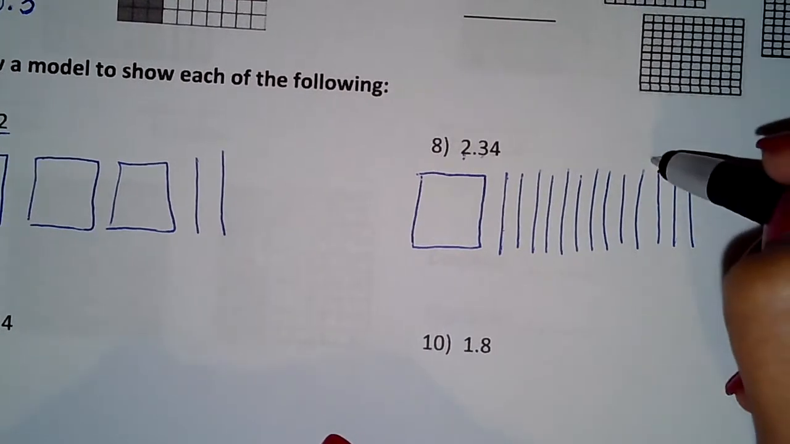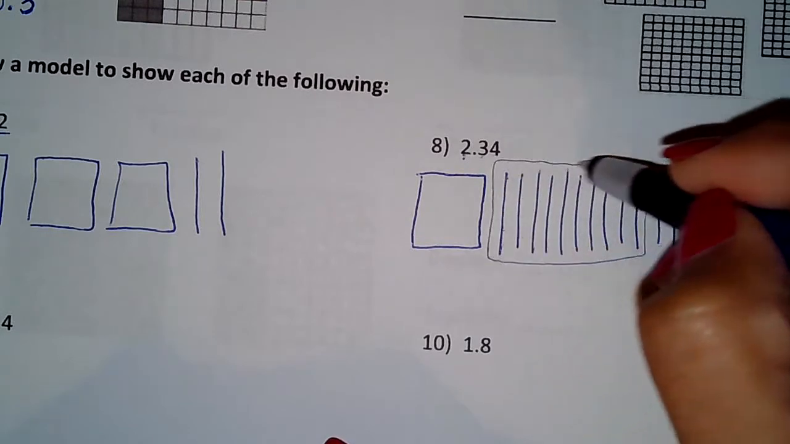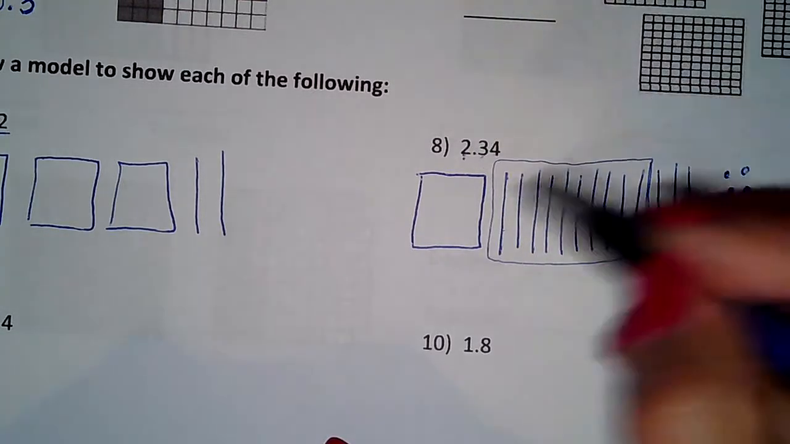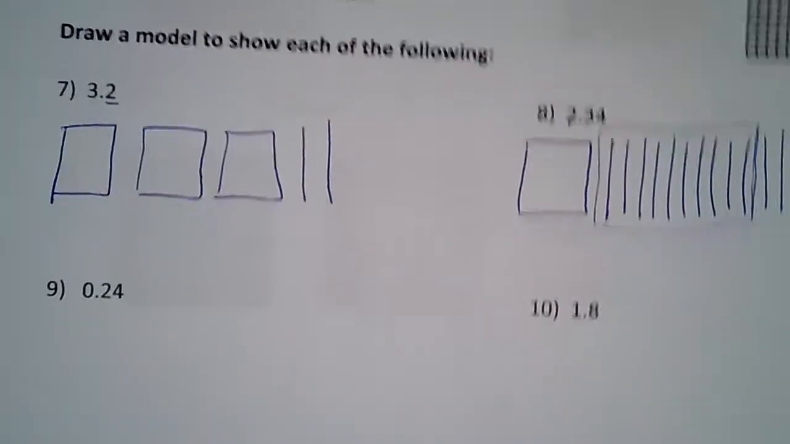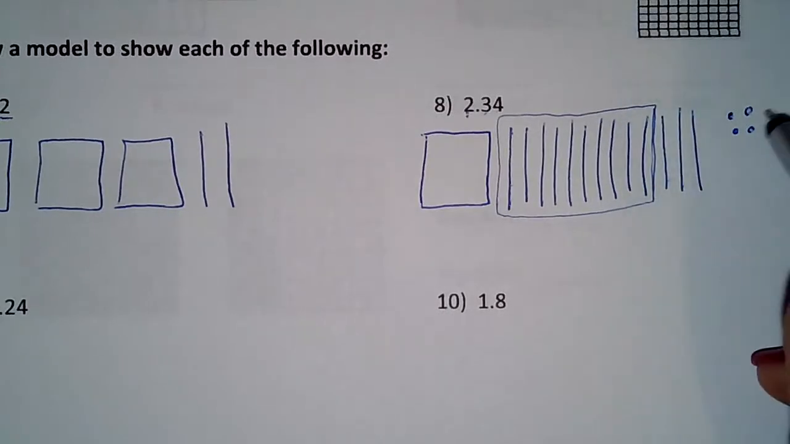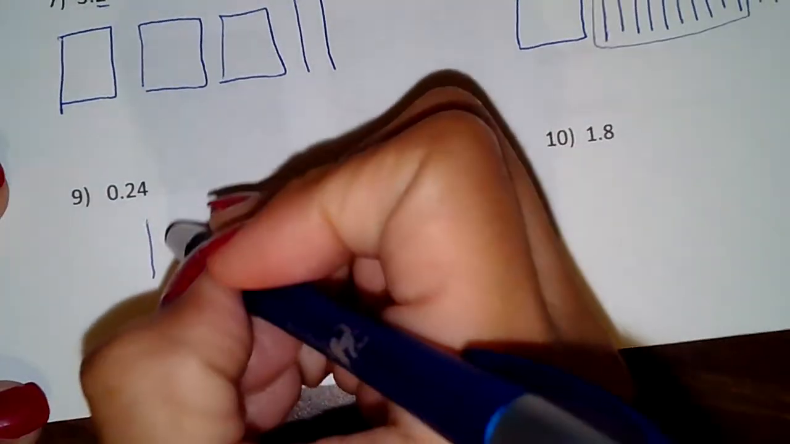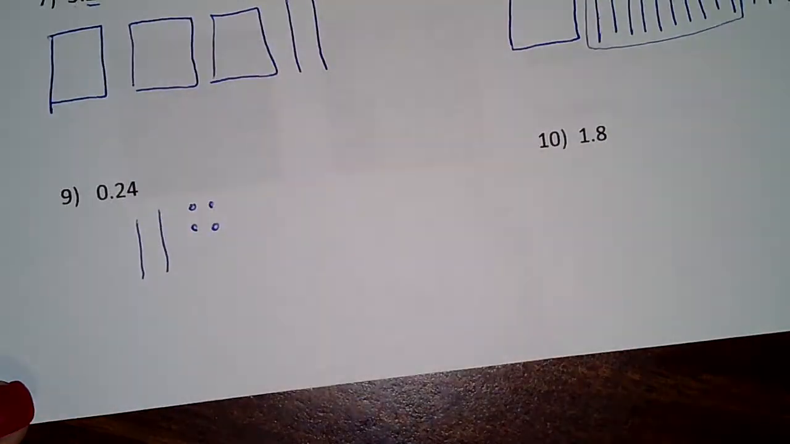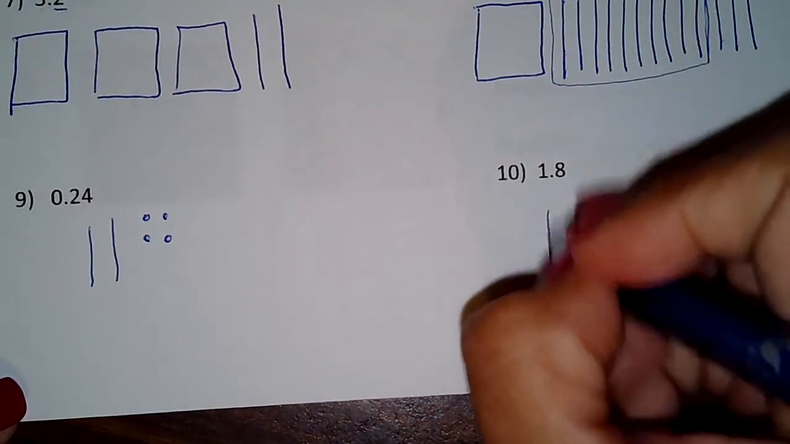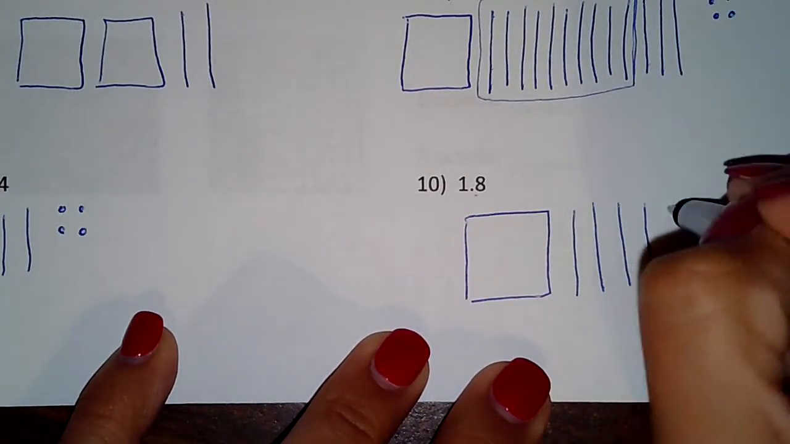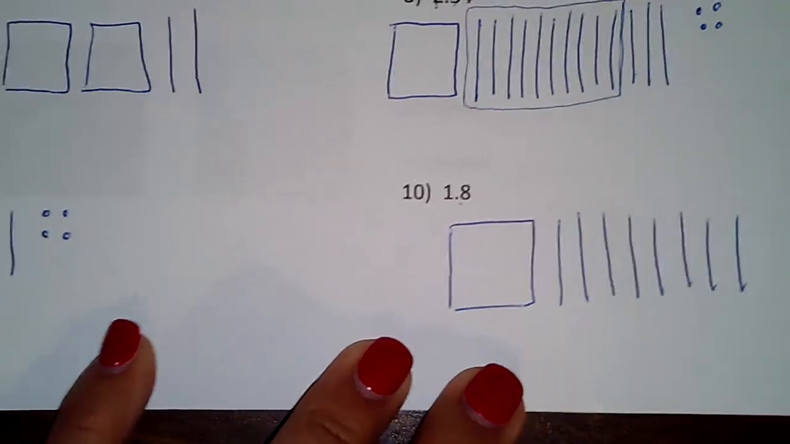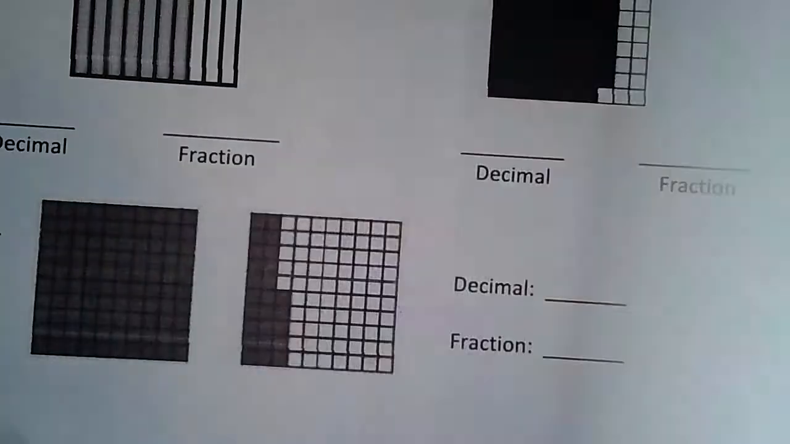Okay. If I regroup these, this would make one of those. So that is still 2 wholes, the number 2 as a whole number, 3 tenths and 4 hundredths. Here I don't have any whole numbers. Here I have 2 tenths and 4 hundredths. Here I have 1 whole and 8 tenths. 1, 2, 3, 4, 5, 6, 7, 8. Okay. Next page.